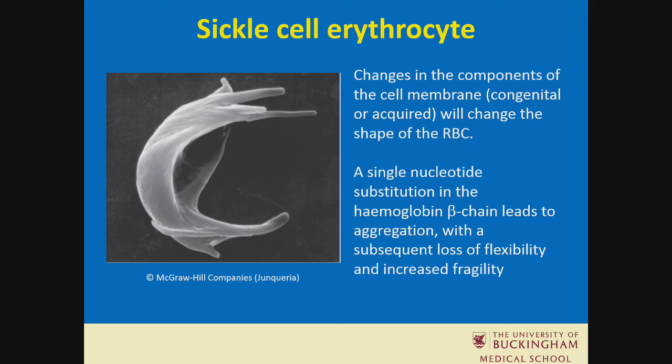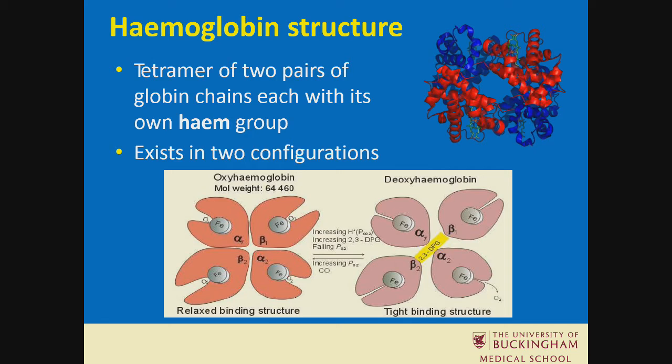And of course, there are a number of pathological consequences of this. The cells don't fold as well, so they get trapped in the microvasculature, and tissues can become ischemic. The membranes are fragile, so they turn over faster. Because they turn over faster, you end up with a decreased red blood cell count and therefore anemia, dizziness and weakness and other consequences that follow on from that.